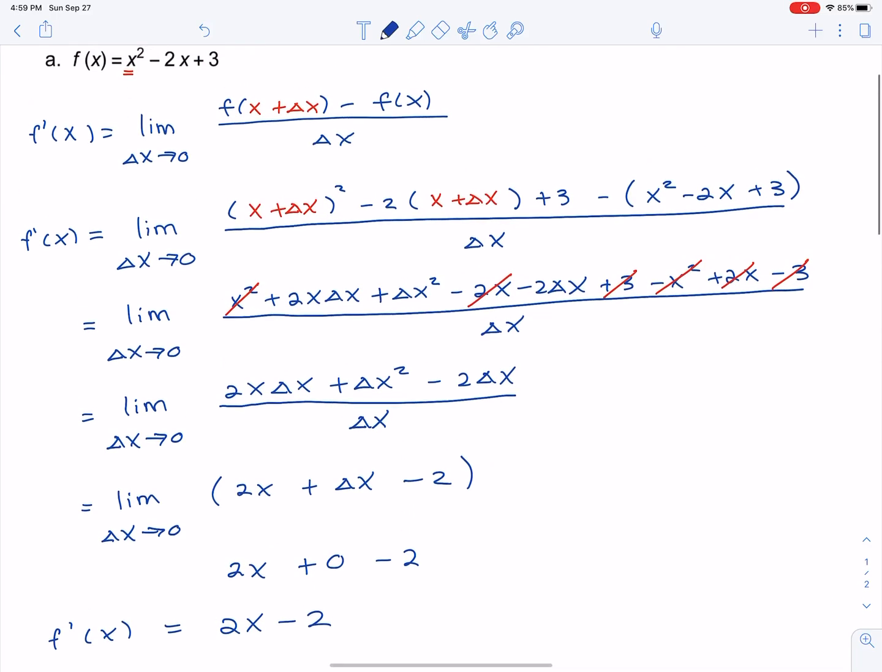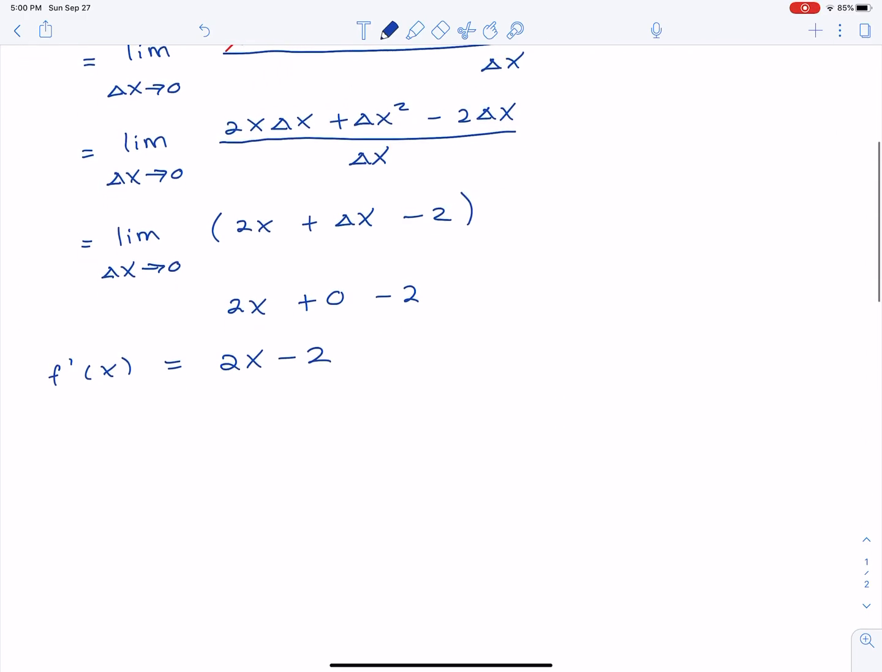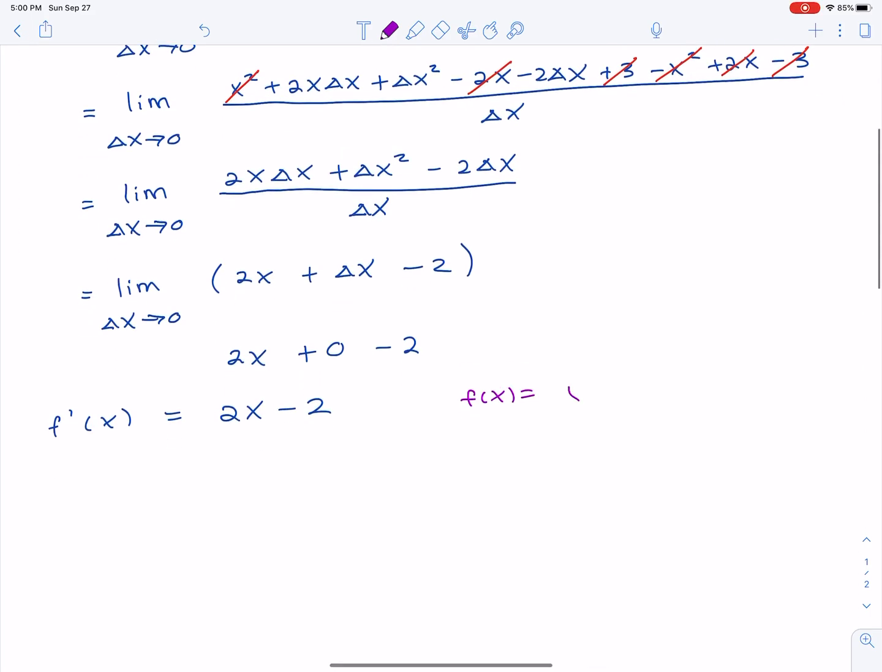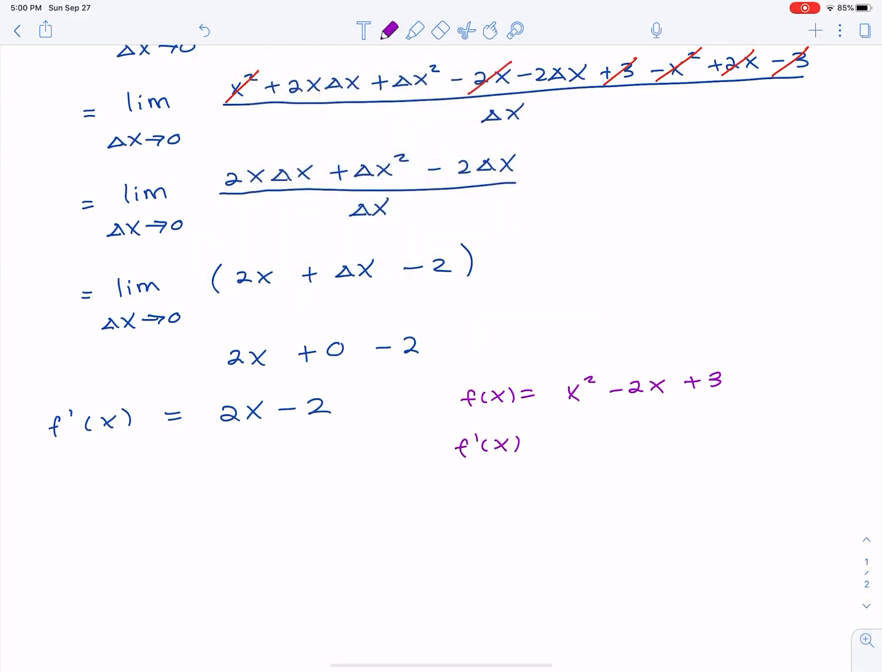And let's see if that makes sense. So our original function, we can check this. That's what's so great now. Let me do this in a different color because I'm just checking this. I just want to make sure I'm right. So the original function was f of x equals x squared minus 2x plus 3. And using the power rule, I get f prime of x equals 2x minus 2. Yep, they're the same thing. So I definitely did it right.